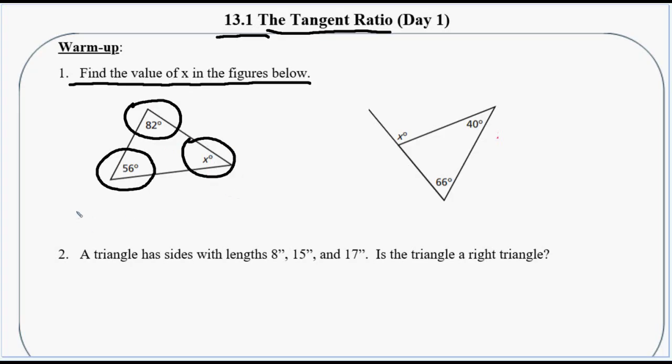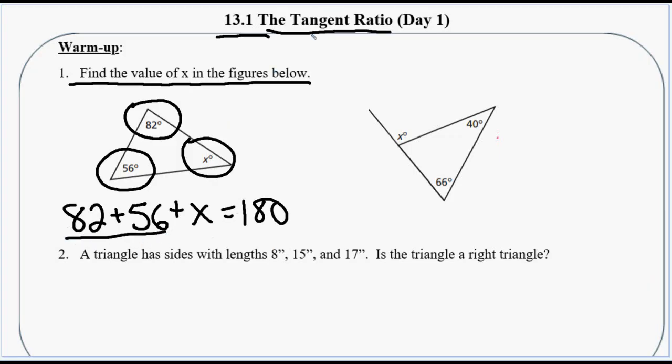So it looks like what we're going to do is use triangle sum theorem, and we're going to add those angles together and set them all equal to 180. So what would these add up to? 138 plus x equals 180. We're going to subtract 138 from each side, and we're going to get x is 42 degrees in this triangle.